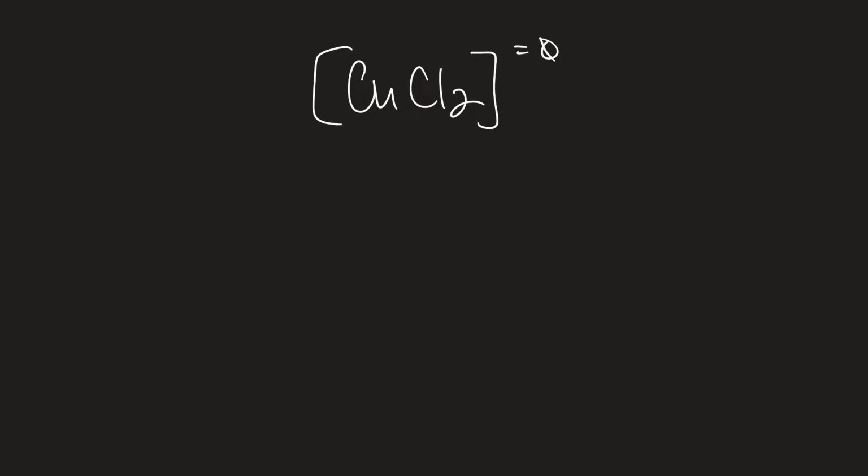Remember, in all ionic compounds, the overall charge is 0. And so if that's the case, we know chlorine, or chloride, always has a charge of -1 based on the periodic table. How many chlorides do you have? Well, I have 2 of them. So there's 2 -1s here.